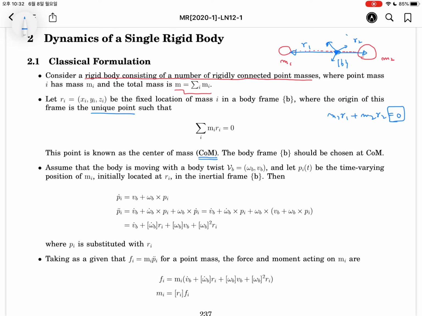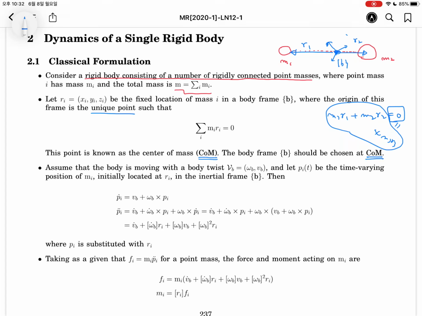If we have three masses, maybe you can make another M3, R3. Those three sums will be zero. At that time, we have a unique point. That point can be chosen as the center of mass. Like this, you can extend to a number of masses in the body frame. Let's assume that the body frame should be chosen at the center of mass all the time.